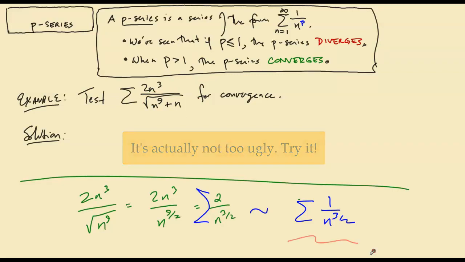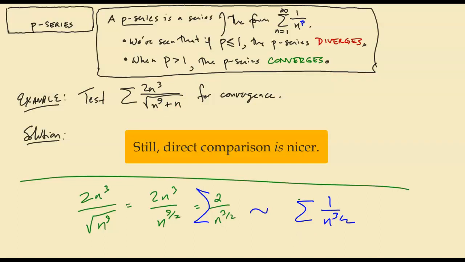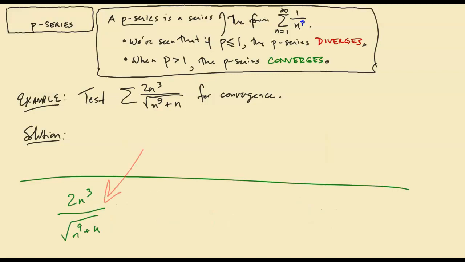Now that I know where I'm headed, now that I feel confident that this converges, I might think, well, is there a direct comparison I could do, since the limit comparison would probably be nasty. And after thinking about it for a few seconds, you realize, oh yeah, there's an obvious direct comparison here. The general term of my series is always less than 2n cubed over the square root of n to the 9th, which, as we were saying before, is the same thing as 2 over n to the 3 halves. And yeah, I can argue that that series converges directly.